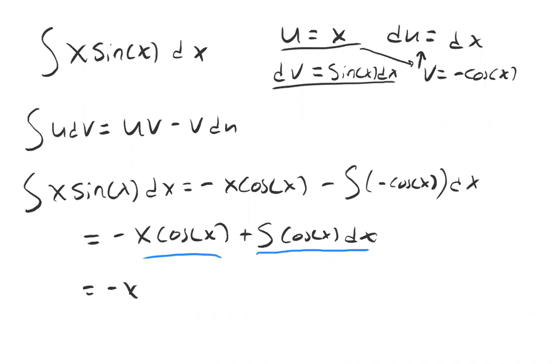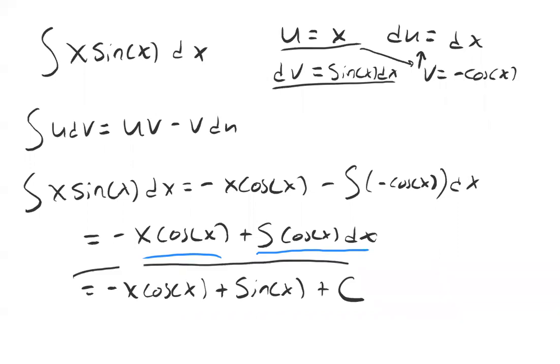So this is minus x cosine of x, and then I integrate cosine of x, and I'm going to get sine of x. Because I've done an integral, don't forget my plus C. And now that integral is taken care of. That is the solution to this one.